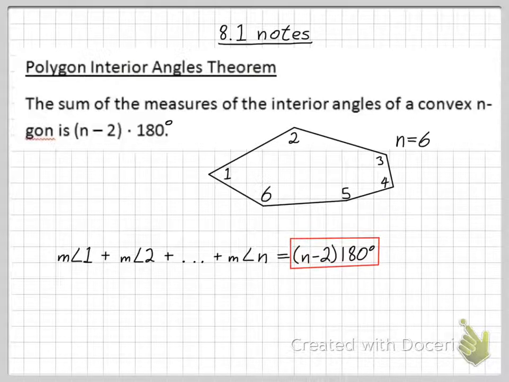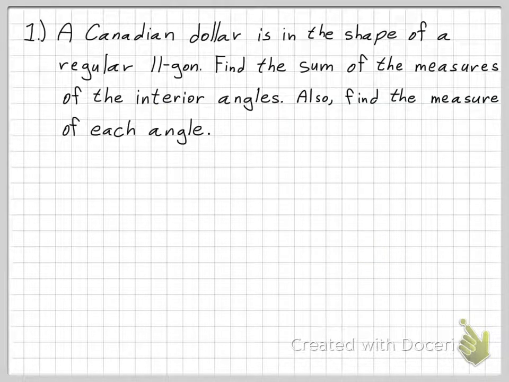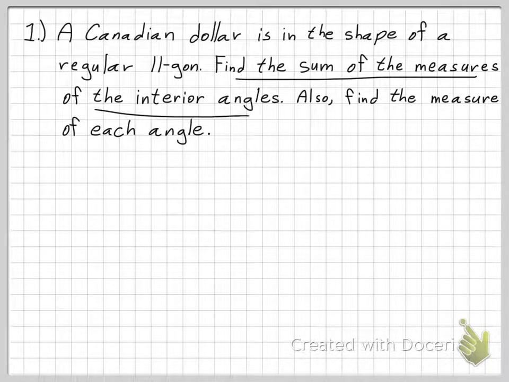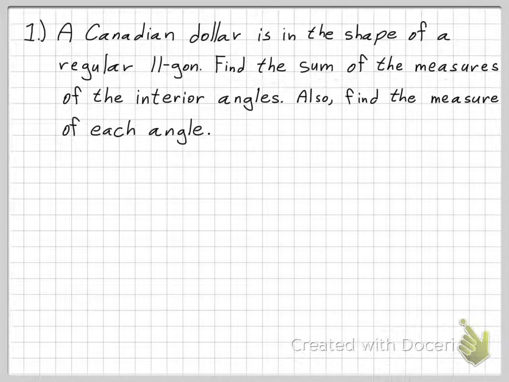So how is this going to be used? What kind of problems could you typically get? Well, problems like this. A Canadian dollar is in the shape of a regular 11-gon. Find the sum of the measures of the interior angles. Also, find the measure of each angle. Okay? So we have two things to do.